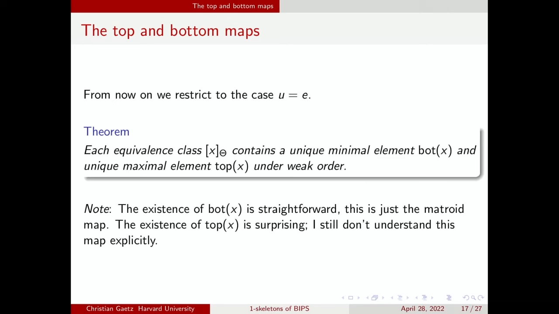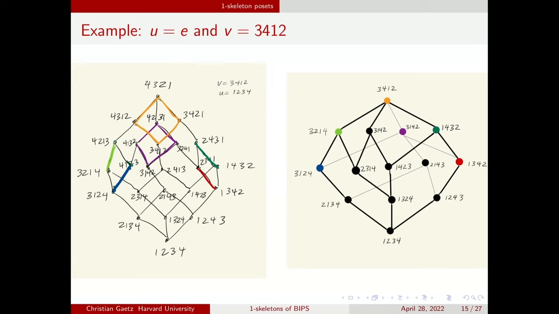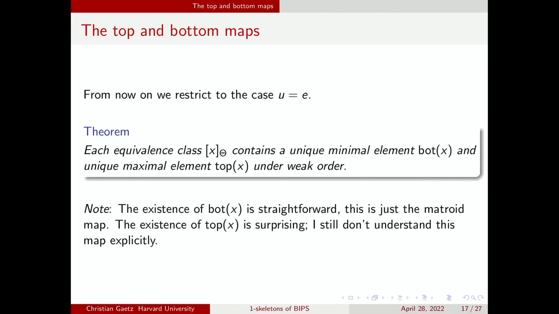So I was saying before that each equivalence class, so this denotes the equivalence class of X, all the things the same color as X in the previous picture, contains a unique minimal element, but it also contains a unique maximal element, and that's not at all obvious. So in this picture, if I look at all my color classes, say the orange class contains a unique minimal element, but it also contains a unique maximal element. So that's the first fact, and I'll write top of X for that top element of the equivalence class of X. So that's the first important fact.